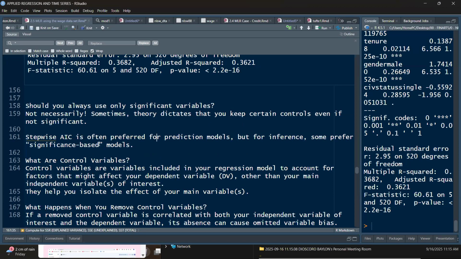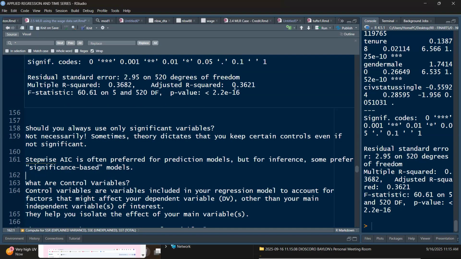Now, stepwise AIC is often preferred for prediction, class. But for inference, some prefer significance-based models. So you have two types of objective. Are you trying to predict? Is the objective prediction of the hourly wage? If that's the case, then you use AIC. What does that mean? You include variables that are not significant. But if you're using it for inference, then you use the p-value method.